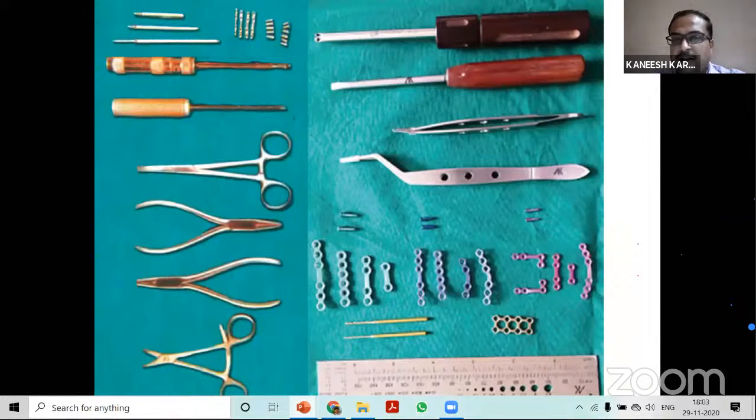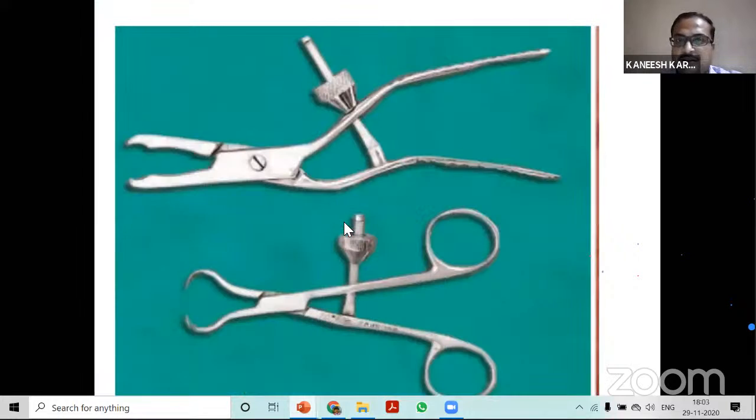This is a regular fracture kit. We have a screw holding forceps, screwdriver, tweezers. These are the titanium mini plates, straight plate, L plate. This is a 3D plate. This is a bone reduction clamp. If the fracture is mobile, then we reduce and hold the fractured fragments with these bone reduction clamps.